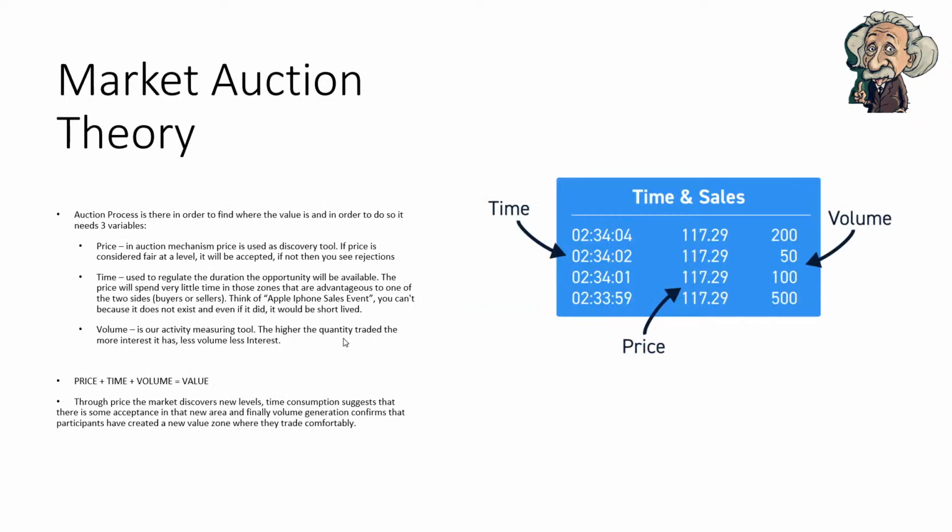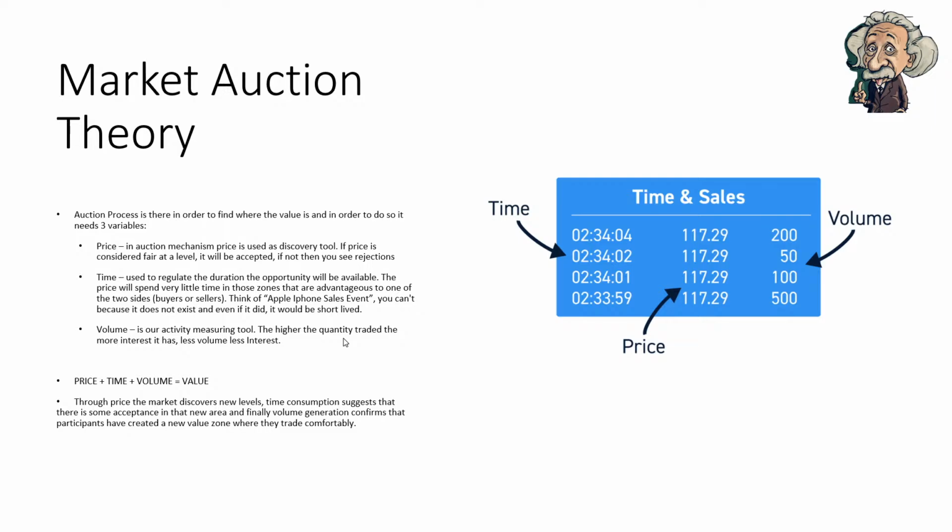Market auction theory has three components: price, time, and volume, and that equals value. I think all three simultaneously play a role when you're trading, to understand whether the price is being accepted, whether it's discovering new levels, if it's going up or down, and then time is used to regulate that opportunity. And you see that a lot, right?